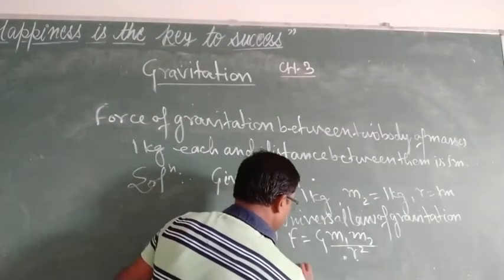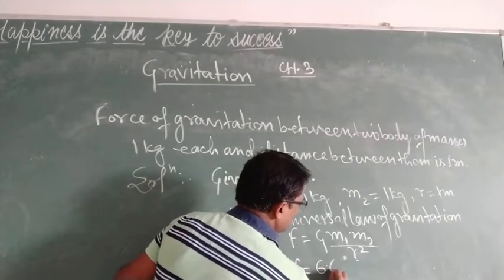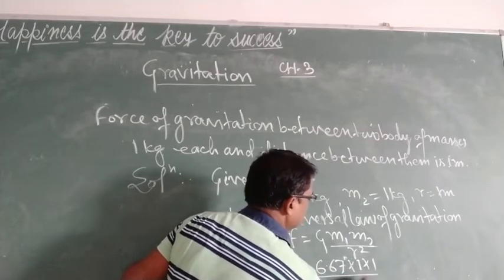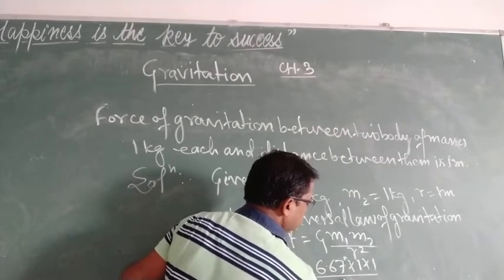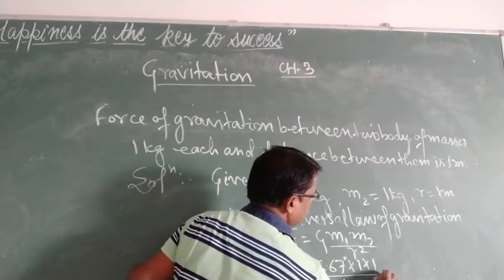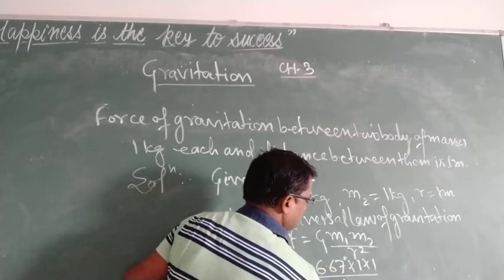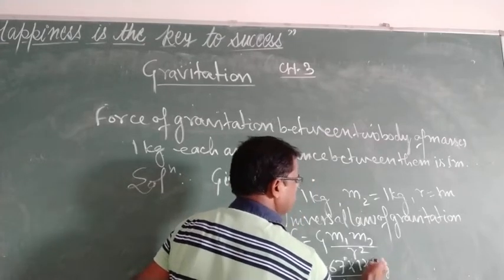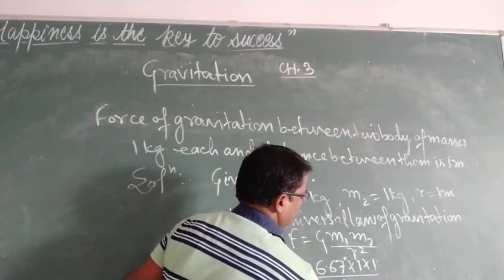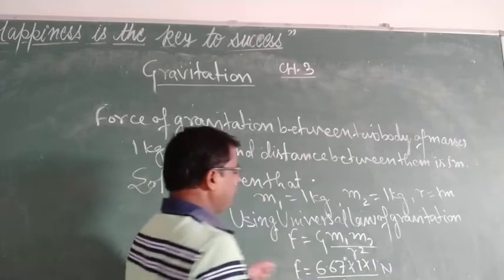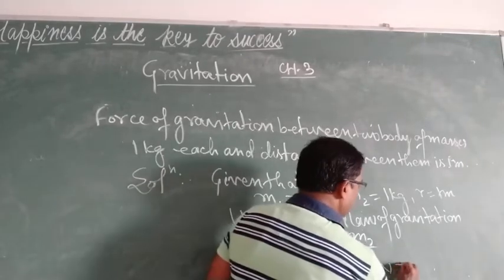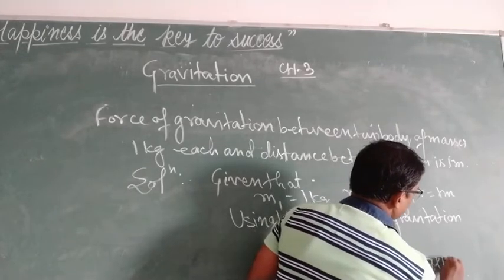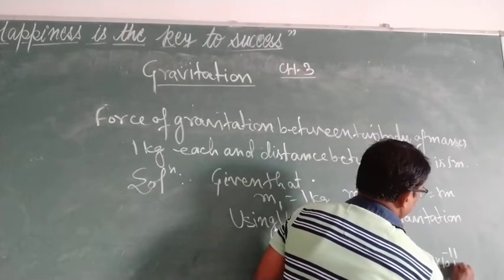Then F is equal to 6.67 into 1 upon 1 meter square. Here also meter square and kg square, and I will write this value in Newton. Then the value of F we obtained here is 6.67 into 10 to the power minus 11 Newton.